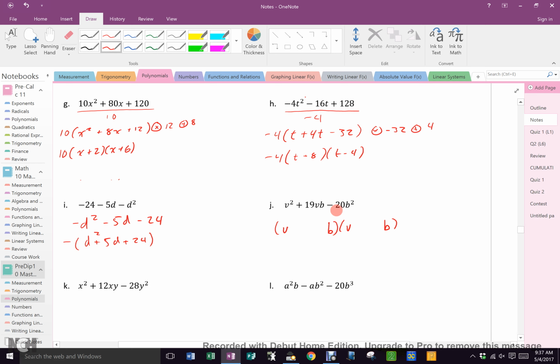But this is one of those ones that messes kids up. Why? Because it's 1 and 20. Right? 20 is only 4 and 5 and 2 and 10. It's also 1 and 1. Which one's positive? Plus 20b minus, how many b's? 1b. Do I write 1? No. Cool?